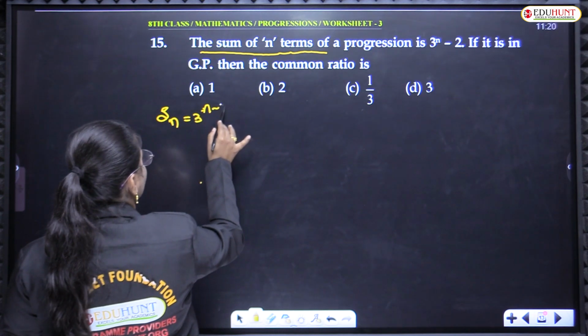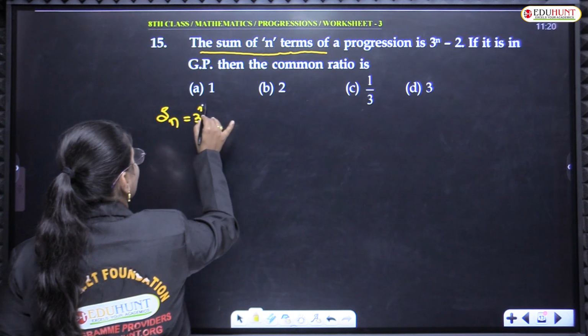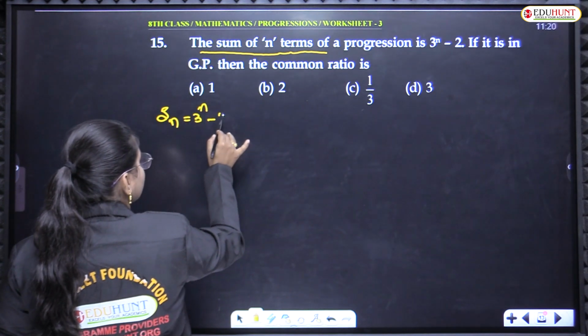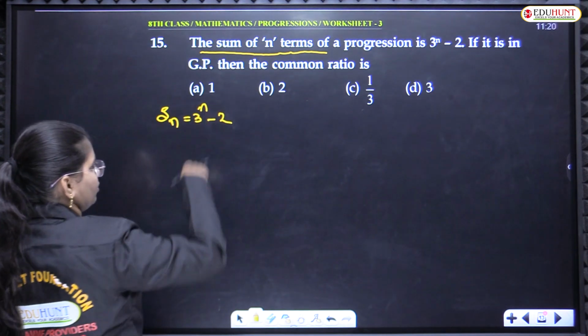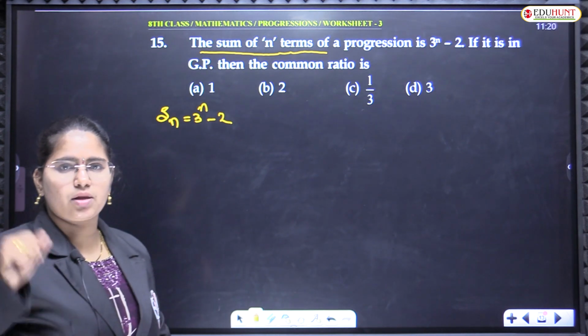3 power of n minus 2. No, it's not 3 power of n minus 2. It's 3 power of n, minus 2. It is here. It's not in the power. 3 power of n minus 2. This is the given question.